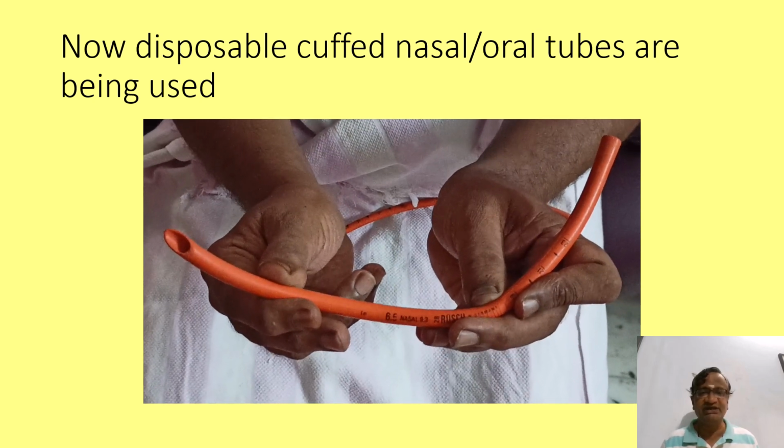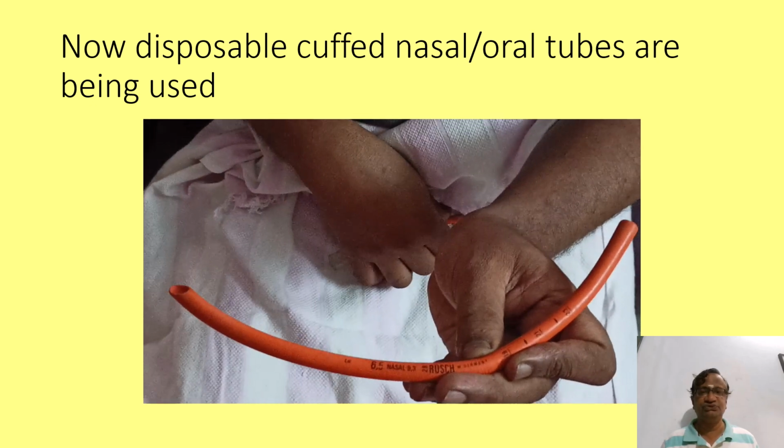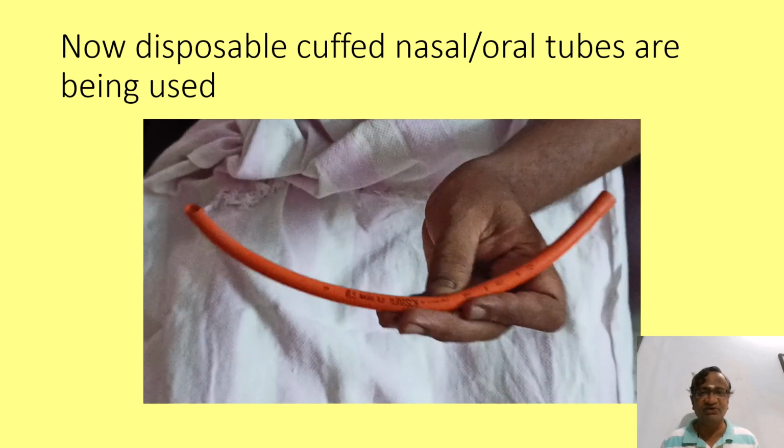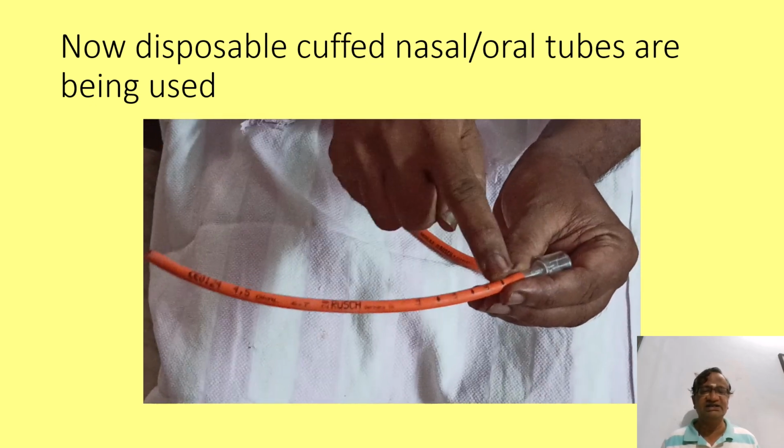You can see the bevel is smaller and very oval. This is the oral tube, and this is the nasal tube. Now, when I pick up the oral tube, you see there is more curvature, while the nasal tube is flatter. The curvature of the bevel is not that different.